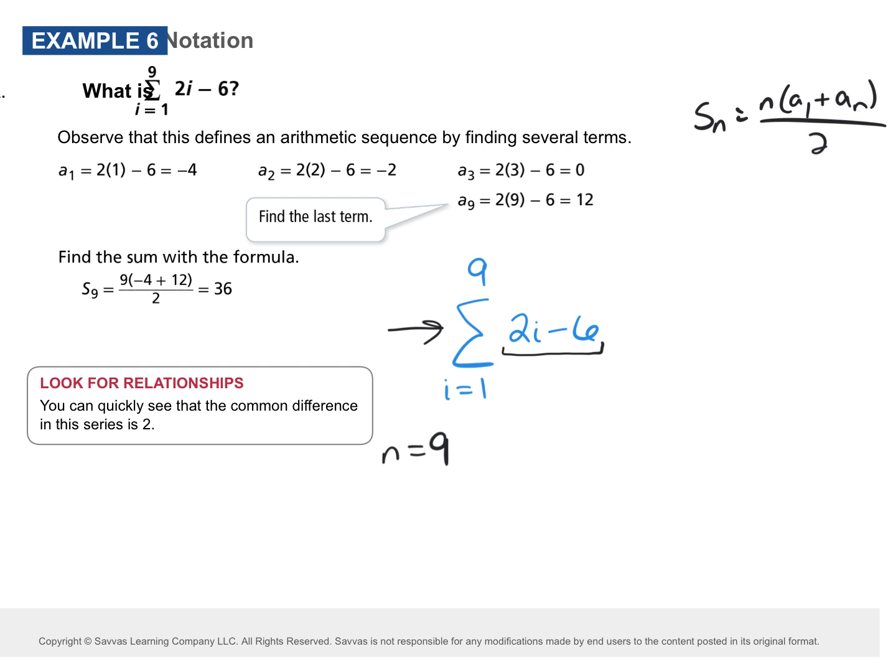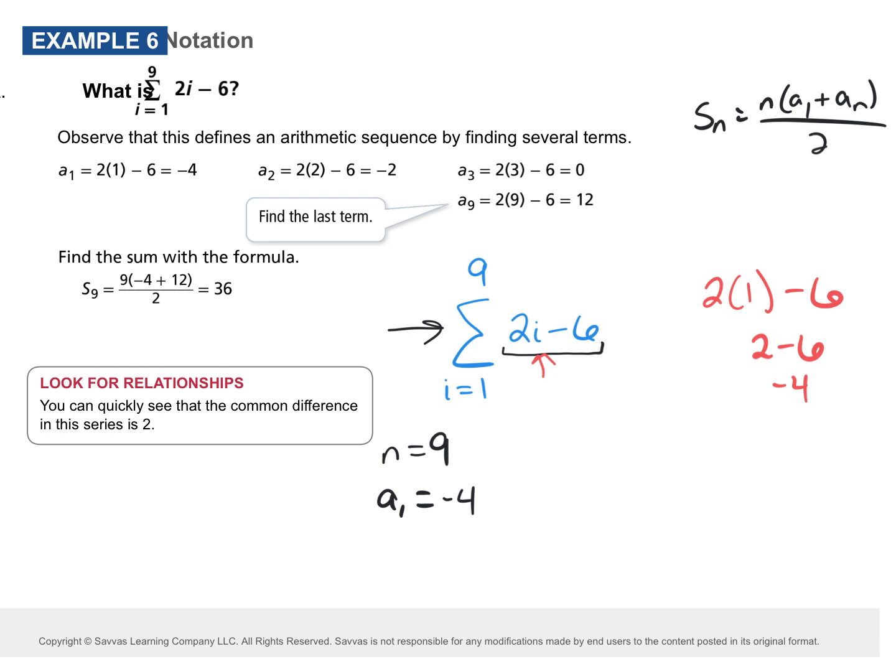So if I'm looking for a1, what is my n value for a1? 1, because it's the first term. So we're going to plug in 1 for i. Does that make sense? Plugging in 1 for i. So we get 2 times 1 minus 6. What's 2 times 1? 2. 2 minus 6, negative 4. So our a1 is -4.